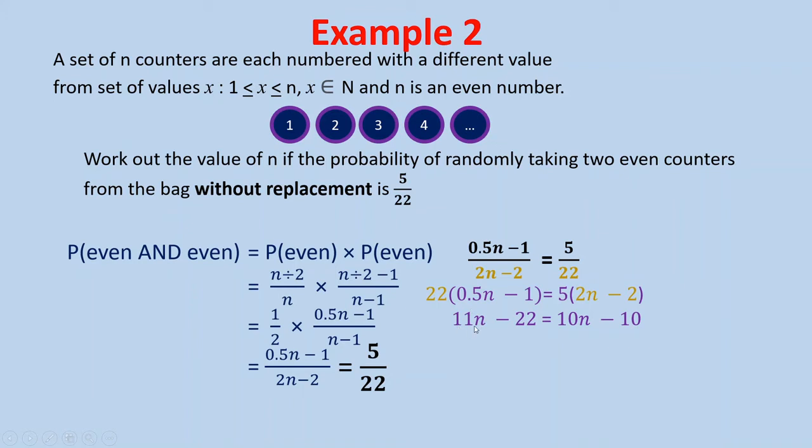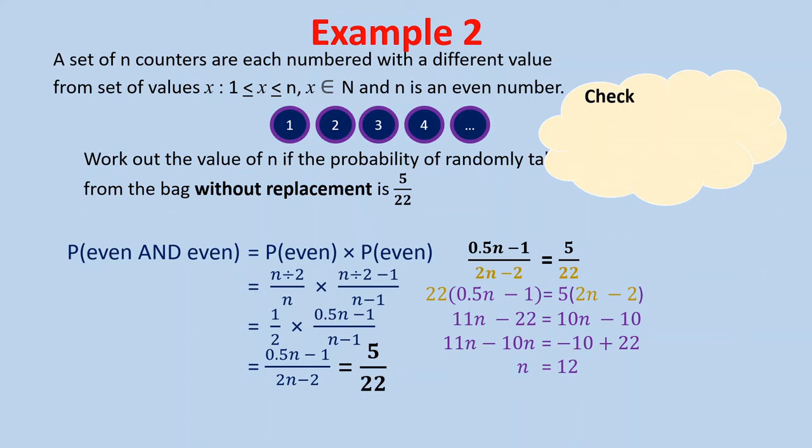And to keep my n's on one side and my numbers on the other, I'll take this negative 22 and I'll add it across to the other side. So I've got 11n minus this 10n equals negative 10 plus this 22 has come across. Simplifying that, 11n take away 10n is simply 1n or n, and negative 10 plus 22 gave us 12. So n is equal to 12.